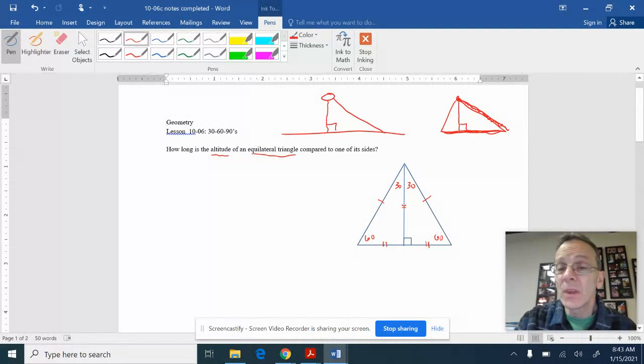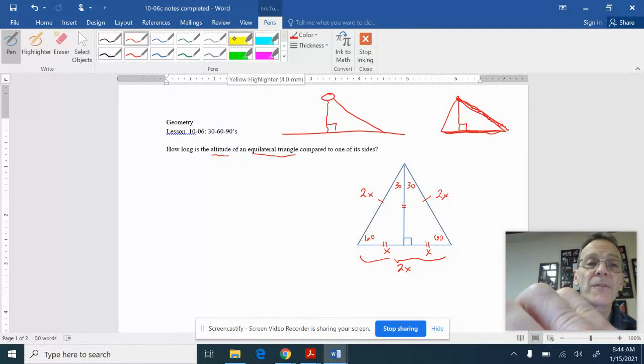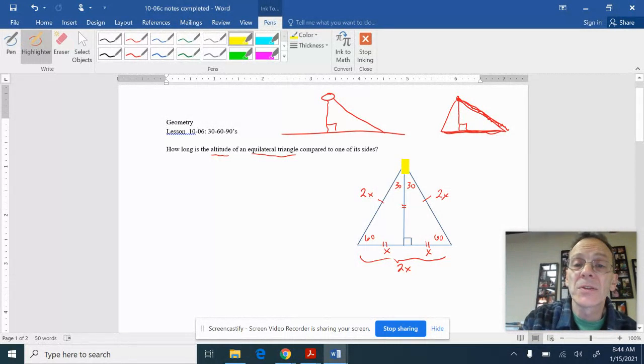But if it's an equilateral triangle, and let's say I call this segment X, then I would have to call this segment X because they're congruent to each other. And therefore, the length of the entire side of the original equilateral triangle would be 2x. That means that would be 2x, and that would be 2x. And now what I want to do is focus on just 1/2 of this original equilateral triangle.